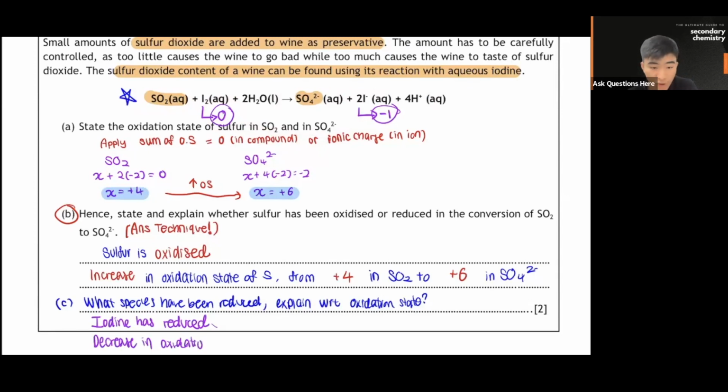Please don't use short form. I'm using short form to reduce the words that I have to write. For oxidation state, don't put OS, just spell it out. But for the elements, you can just put S and I. From 0 in I2 to -1 in I minus. So this is how you answer the question for part C.